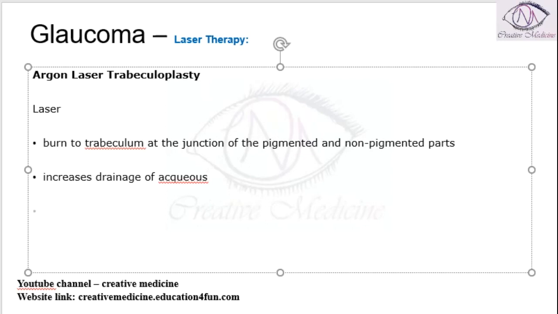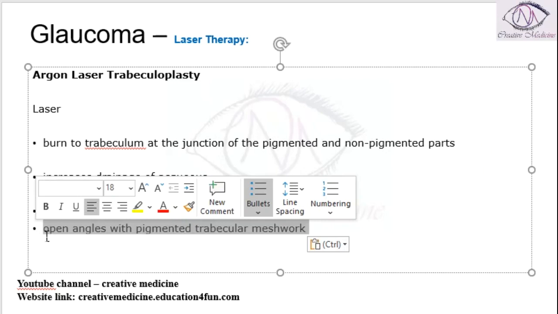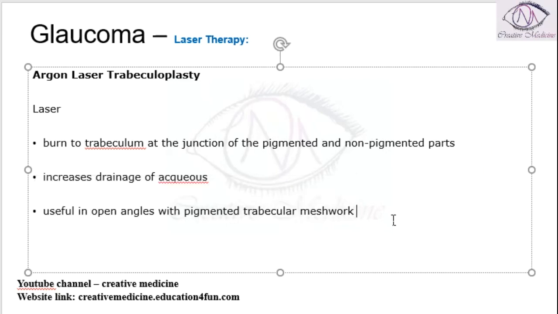It is mainly useful in open angle glaucoma with pigmented trabecular meshwork. It can be useful in conditions like pigmentary and exfoliative glaucoma.